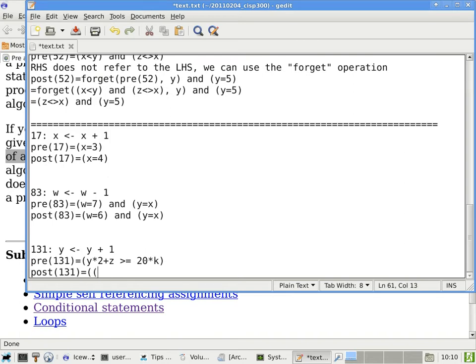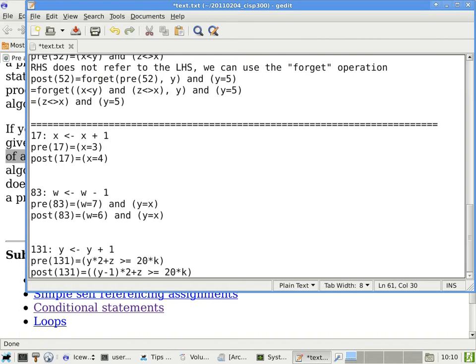What if I say something like this? What if I say y minus 1 times 2 plus z is greater than or equal to 20 times k? It's y plus 1. That's y minus 1. No, I did not make a mistake. It's the same as subtracting the initial y condition from the precondition. I'm subtracting 1 from y.